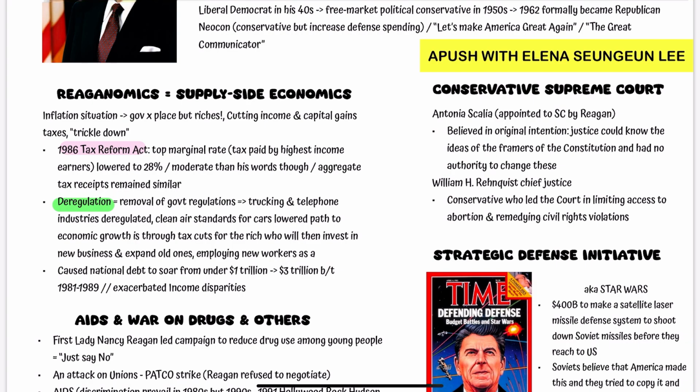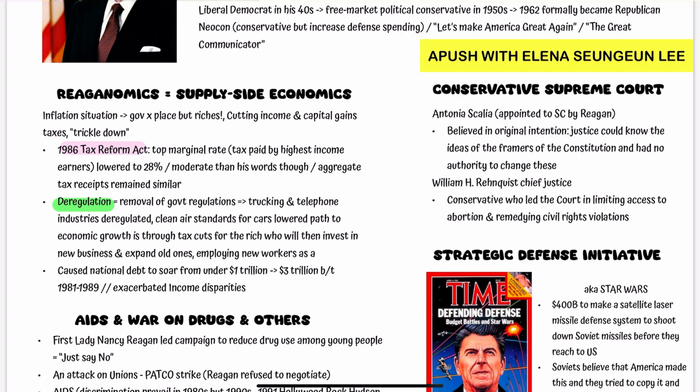He believed that the path to economic growth would be achieved by tax cuts and by deregulation, right? Because it will trickle down, and it will make them invest in new businesses and expand old ones, employing new workers as a result.